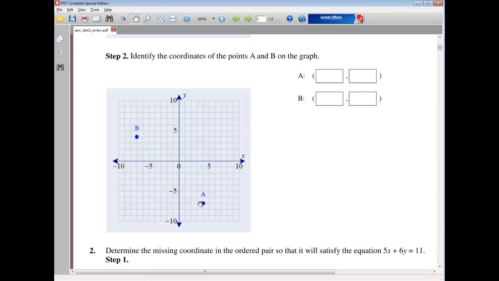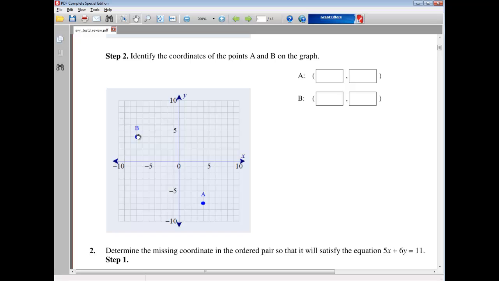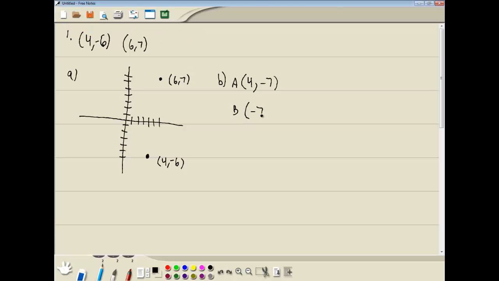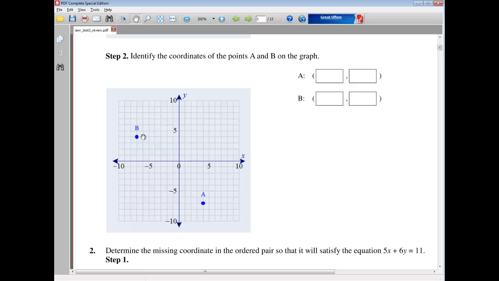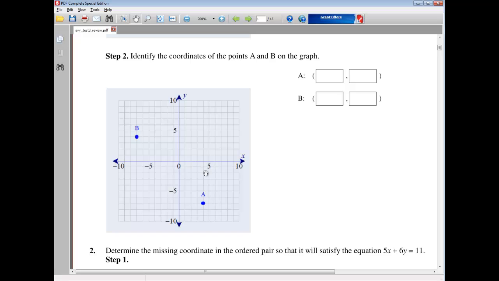Then if I go straight over to my y-axis, this would be -7. Now for point B, if I come straight down to my x-axis, that would be -7. And if I come straight over to my y-axis, that would be 4. It's kind of weird. 4, -7, -7, 4. I think it's right.